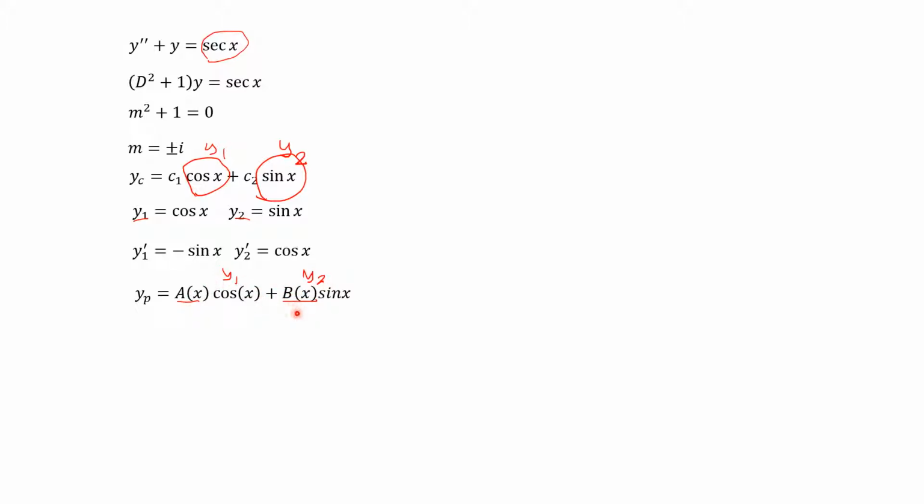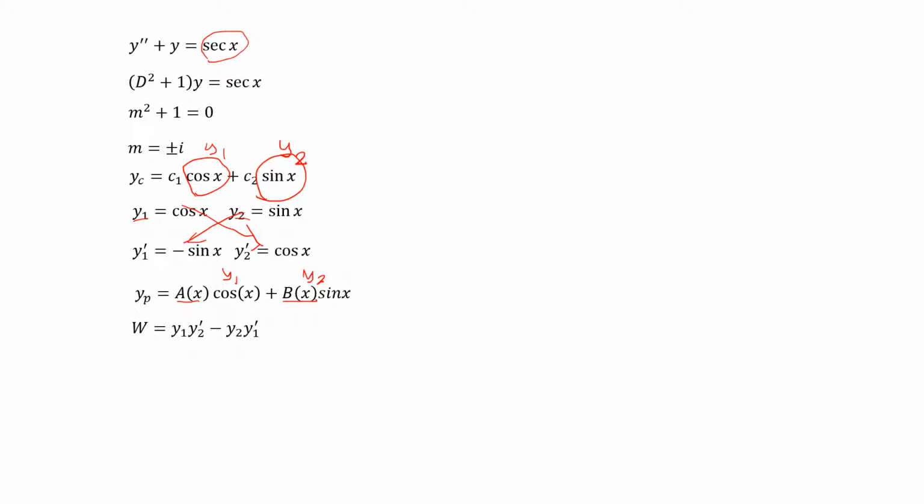Are variable functions of x. The next step is to get the Wronskian. The Wronskian can be found by looking at this y1 and y2. The Wronskian is the determinant y1 y2 prime minus y2 y1 prime.